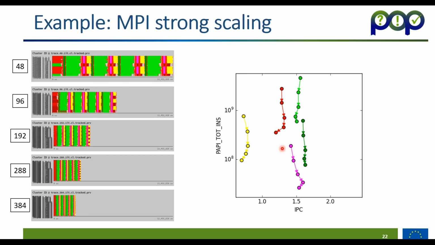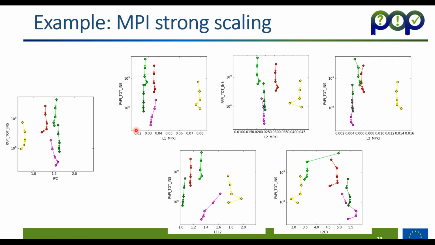In order to gain more depth on this, we can do the same plots and just represent different metrics in different projections of the same tracking. This is the original one in instructions and IPC, but while we can, for example, keep instructions, we can display the evolution of misses per second, misses per instruction at level 1, level 2, or level 3, or even the ratios between how many L1 misses per L2 miss, or how many L2 misses per every L3 miss.